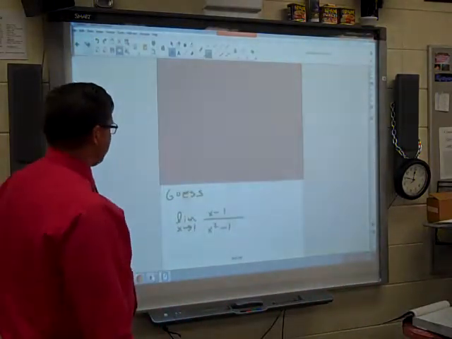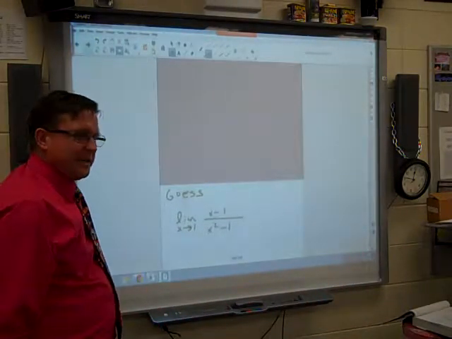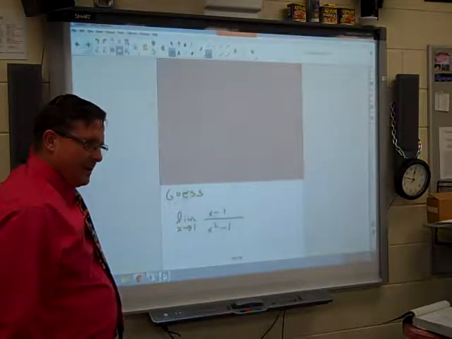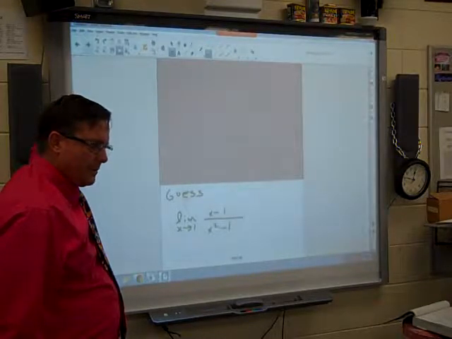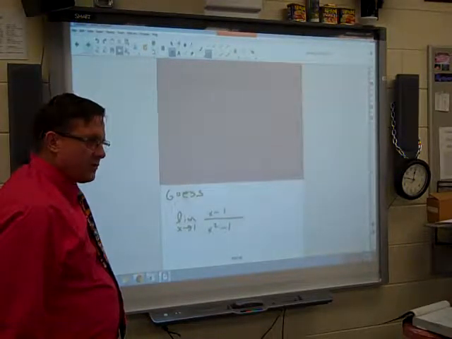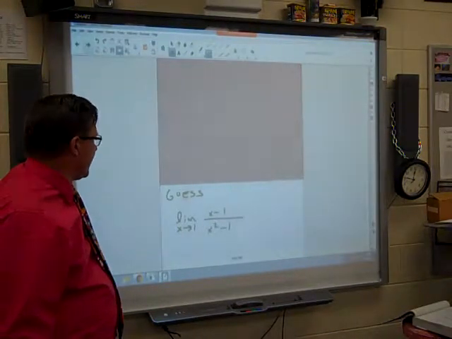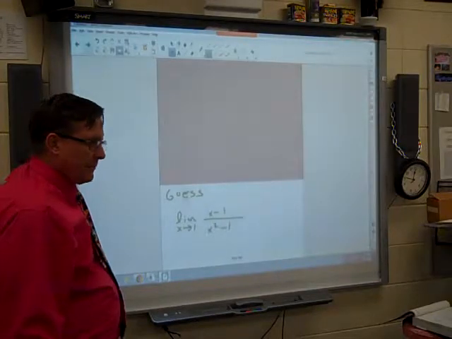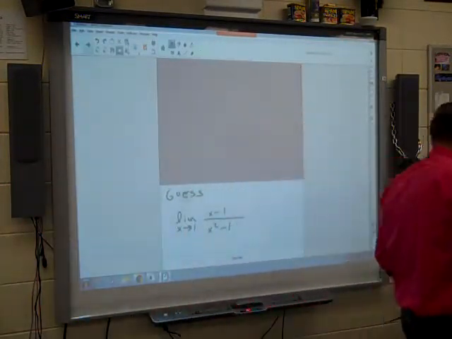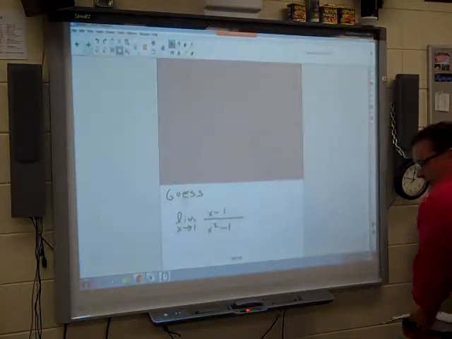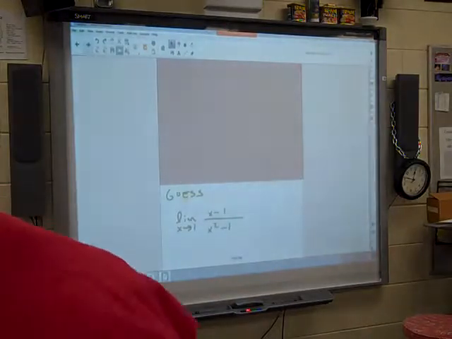Let's talk about one that's not boring. Here's one that I didn't give you the graph for yet. I want you to guess the limit as x approaches 1 for that function. What kind of function is that? A rational function. Do we agree it's undefined at 1? I'll give you a couple minutes to try it. I'm going to do it two ways. I'll pause the video.